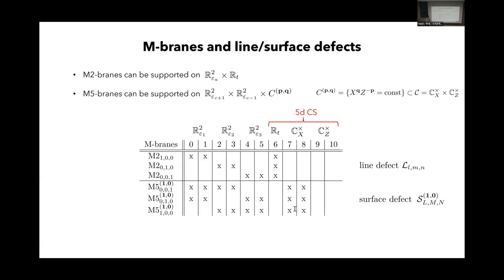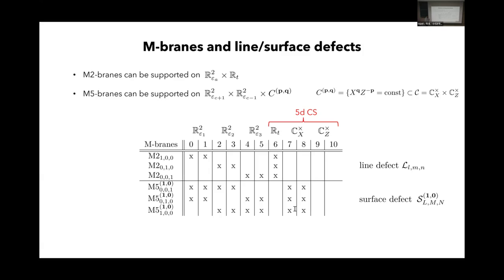I see. So what I said is that in M theory, people believe there are some extended objects, which are called M2 and M5 branes, which were introduced in this lecture. M2s are 3-dimensional extended objects, and M5s are 6-dimensional extended objects.